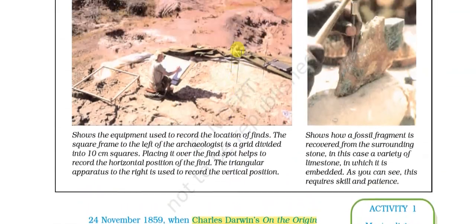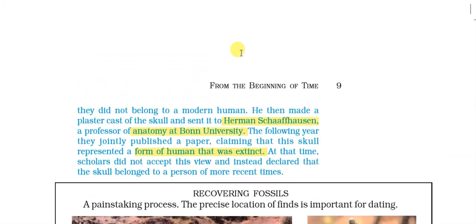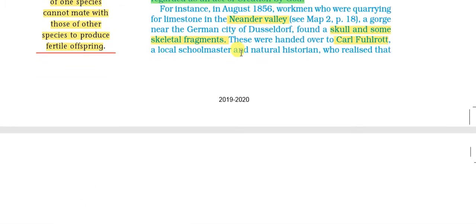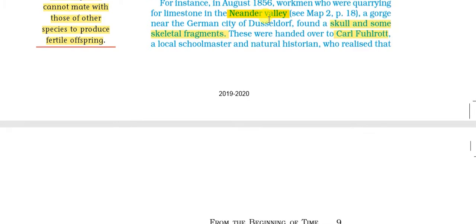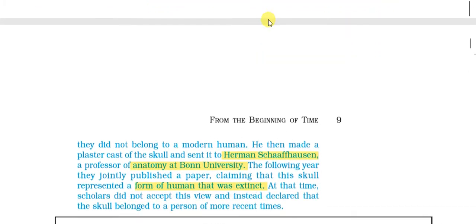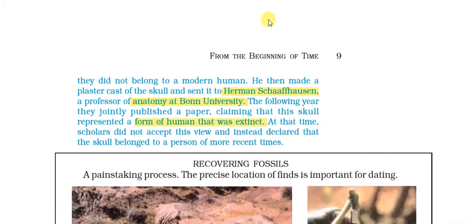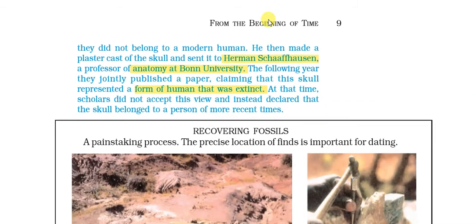Carl and Hermann had found skeletal fragments and a skull. Now, where have they found it? I've already told you they have found the same in Neander Valley, a place in Germany. And because they found this skull and skeletal fragments in Neander Valley, they named it Neanderthal man. So, this human being, which is now extinct, we don't find that kind of human being anymore. They have named this man as Neanderthal man.